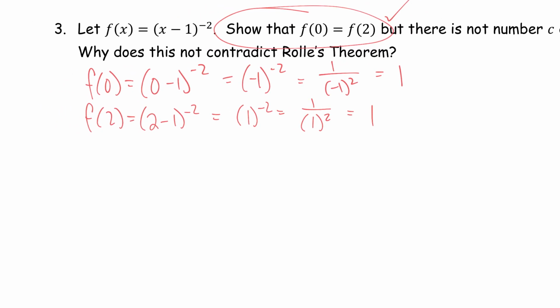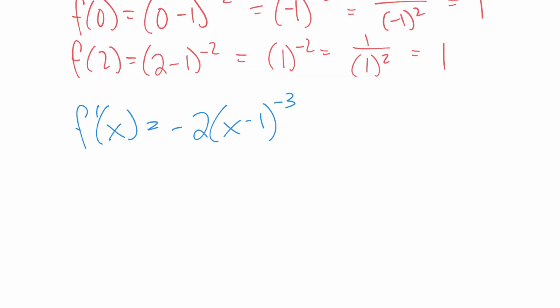Let's now do the derivative, because Rolle's theorem says we need the derivative. So f prime of x, we're going to have to use the chain rule here, but it's not super terrible because the derivative of this inside piece is just going to be 1. So we don't really even have to multiply by that. So for Rolle's theorem, we want to check that it can equal 0.